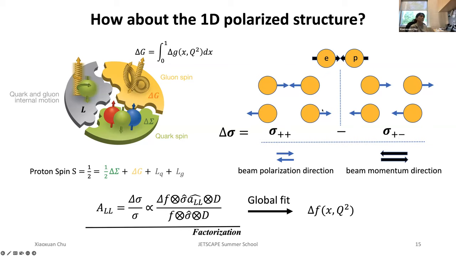And this configuration is defined as, for example, plus-plus represents that the polarization of the two beams is either exactly the same as the momentum direction of the beam, or both of them are opposite to the direction of the momentum. And the other case is the cross section with a plus-minus spin configuration. After we measure the cross section, we can extract the polarized parton distribution functions by the global fit.